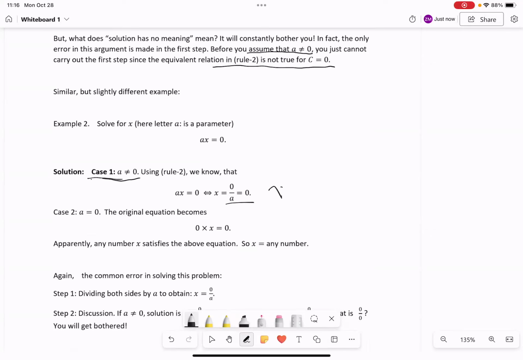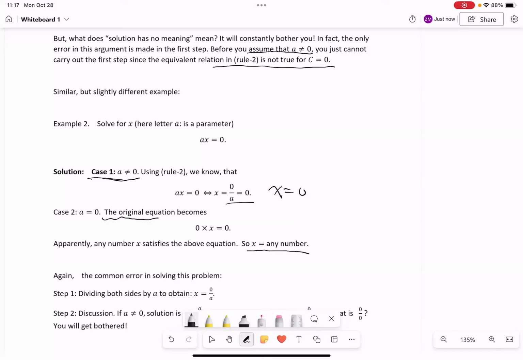So that's the solution. What happens if a equals 0? Well, if a equals 0, the original equation becomes 0 multiplied by x equals 0. So whatever you put for x, x equals 1, x equals 2, x equals any number, the left side is always 0, it always equals the right side. Therefore, the conclusion is that x equal to any number will be a solution if a equals 0.